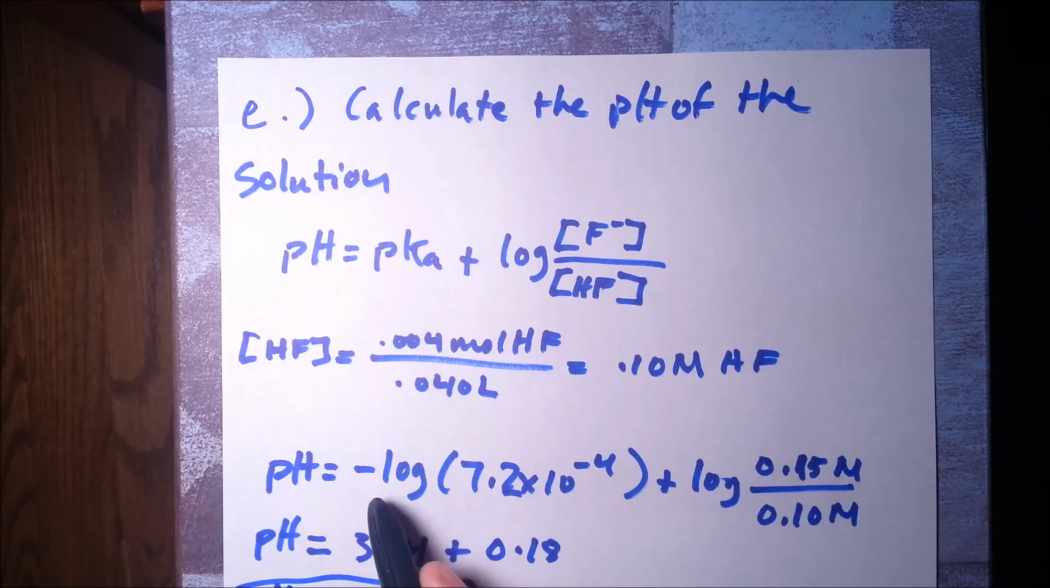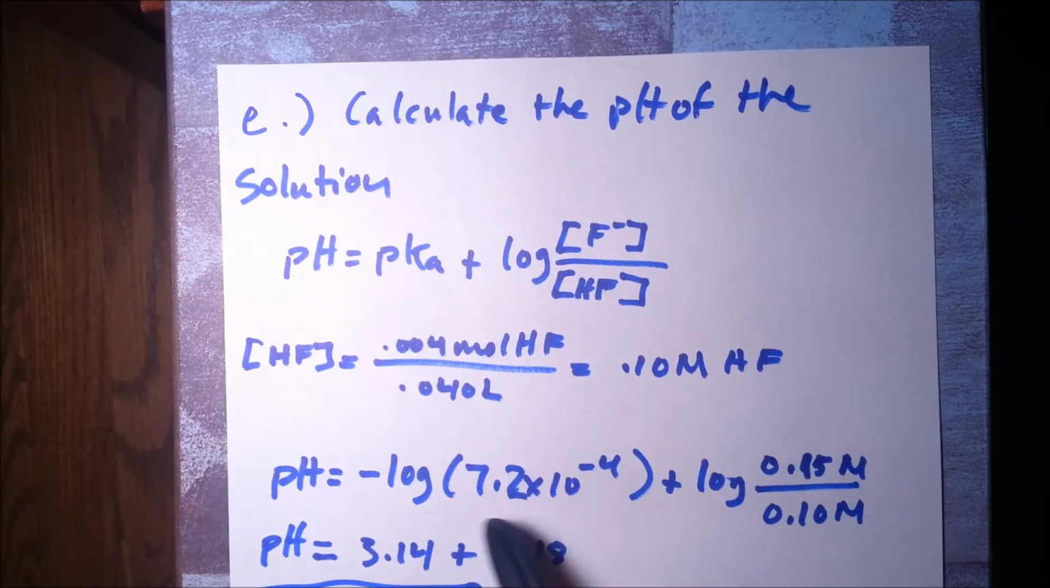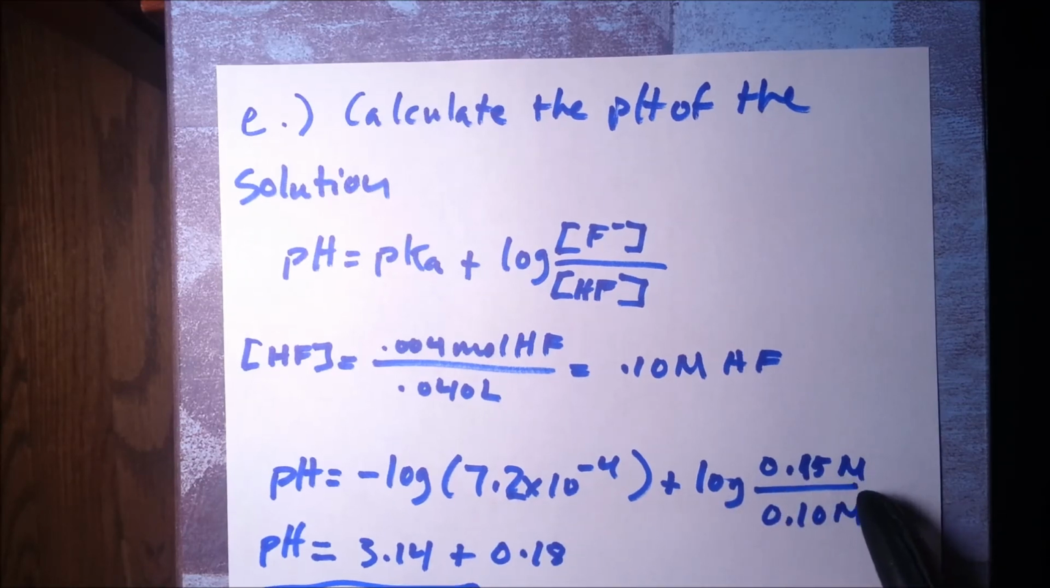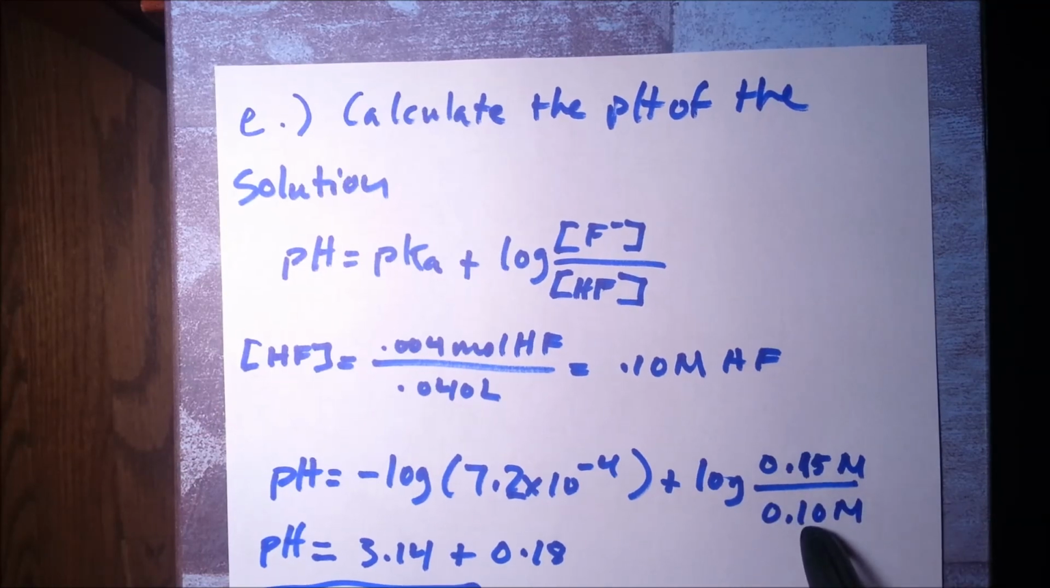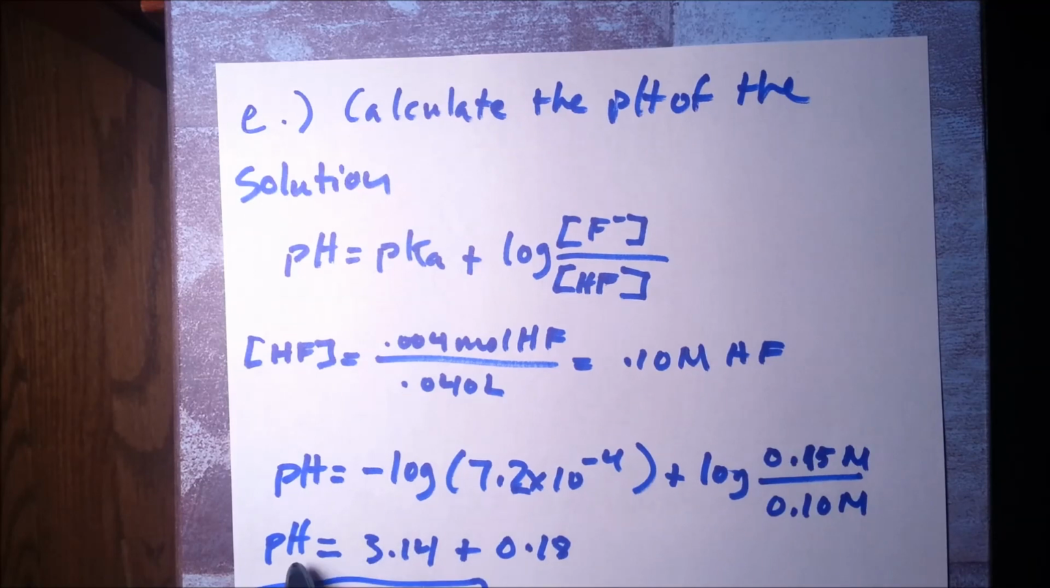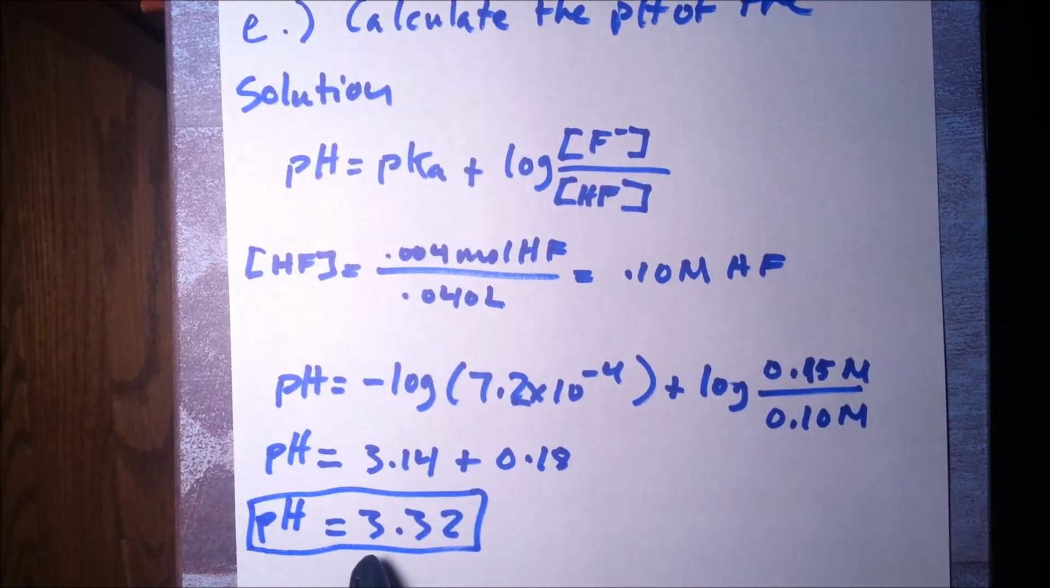So you have the pH equals the negative log of the Ka, which is given to us in the very first equation, or question, plus the log of the 0.15 molar, which we calculated in question D, divided by the 0.1 molar concentration of HF, which we calculated just up here. And then solve, and you come out with the pH equaling 3.32.